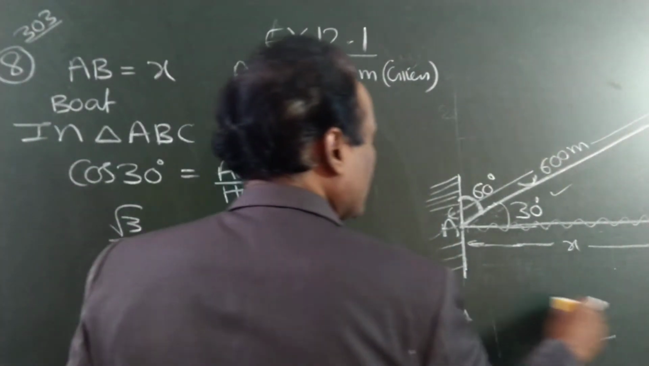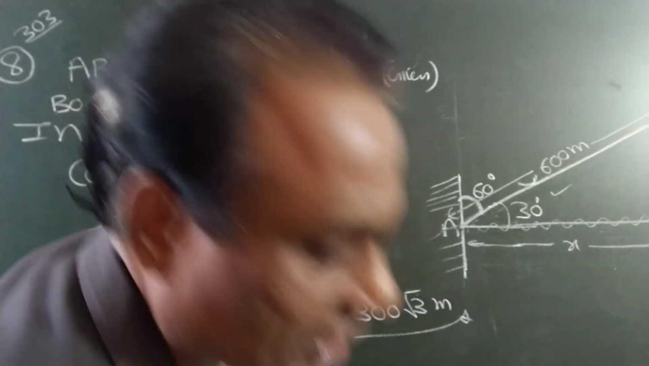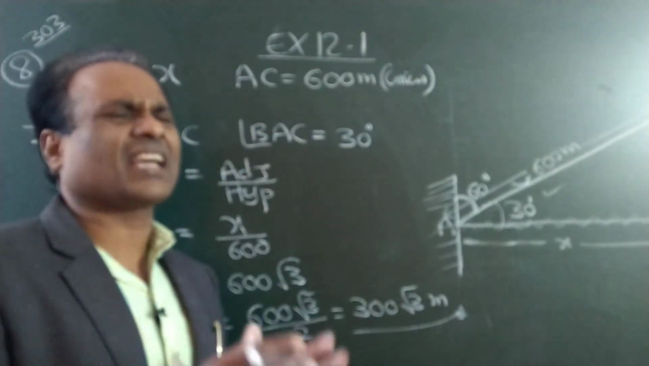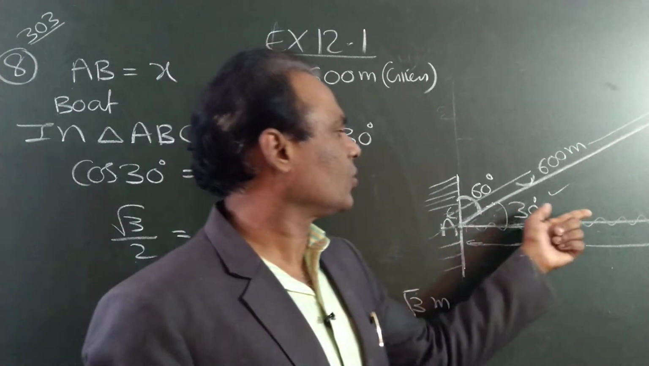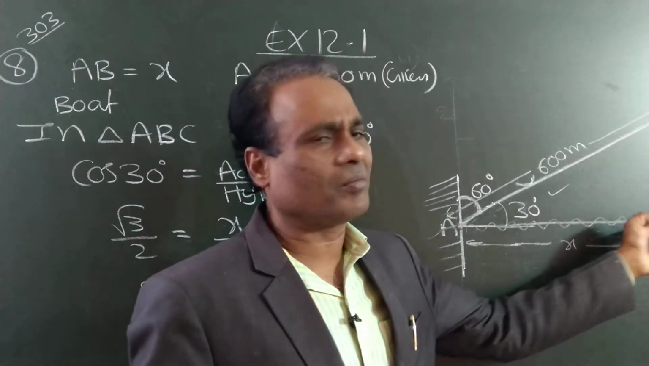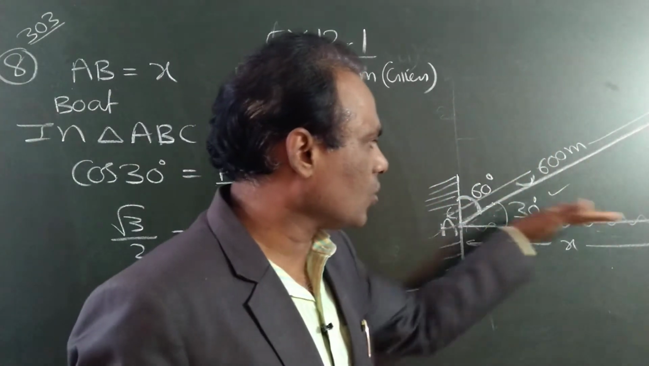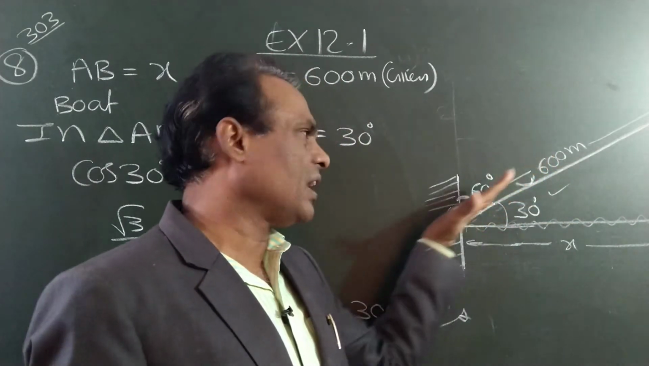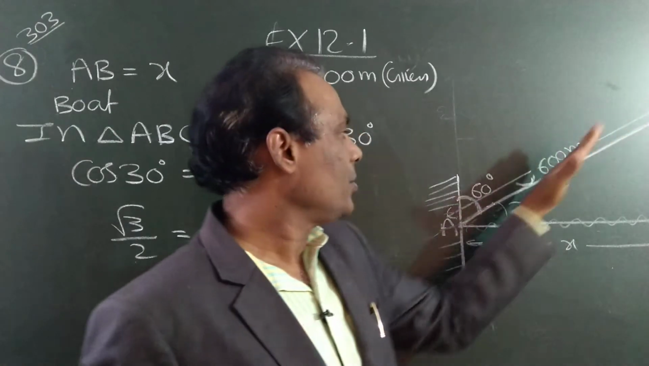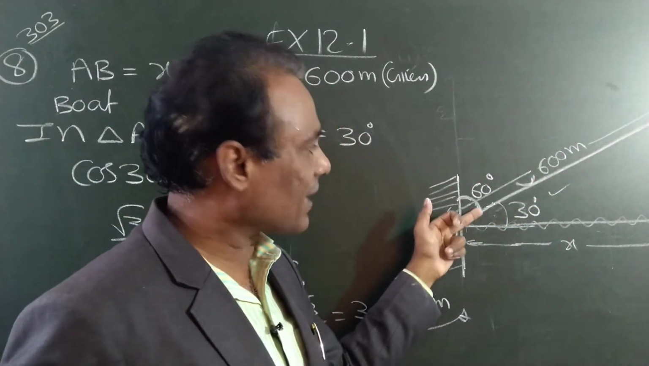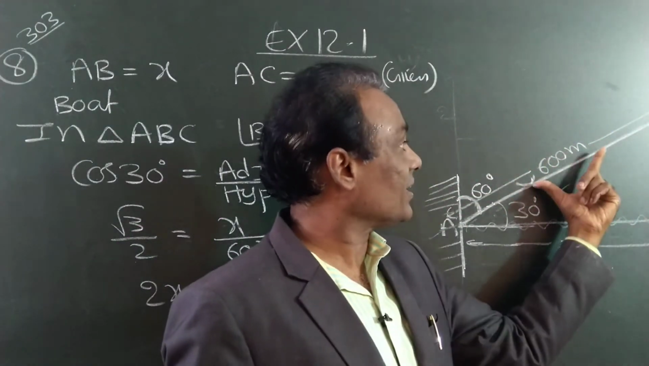The procedure is simple, but the diagram you have to understand. Here is a little confusion. Generally we feel that a boat traveling from one end will go straight and reach the opposite point. But because of the wind, it is not going straight. It is tilting and going in an inclined direction, making 60 degrees with the bank. So it traveled 600 meters.